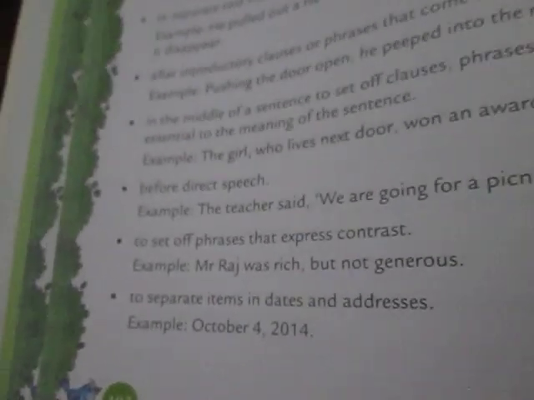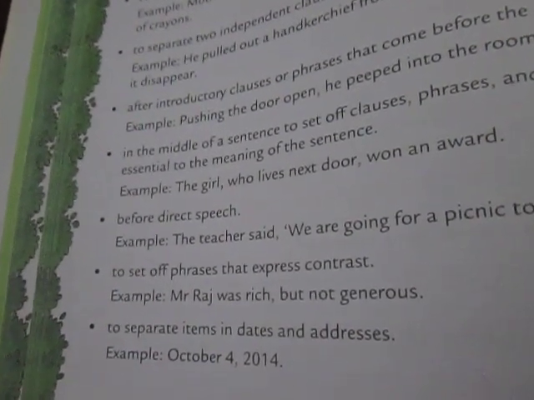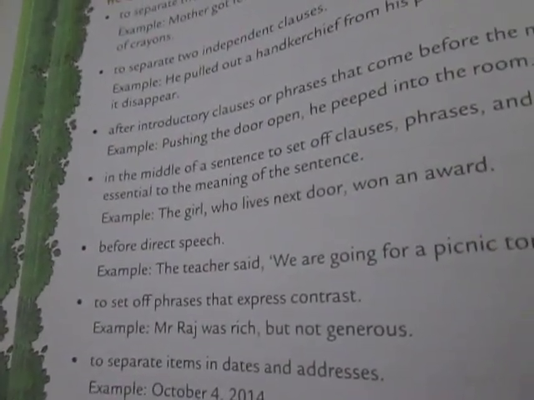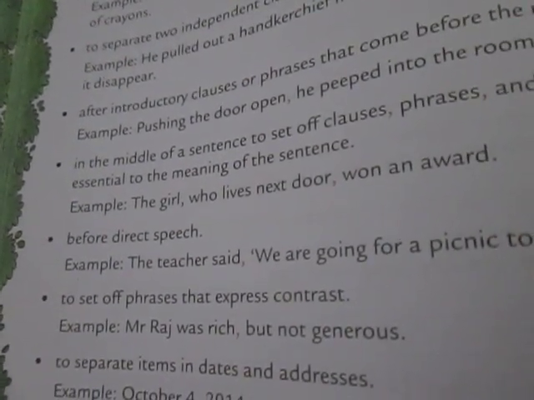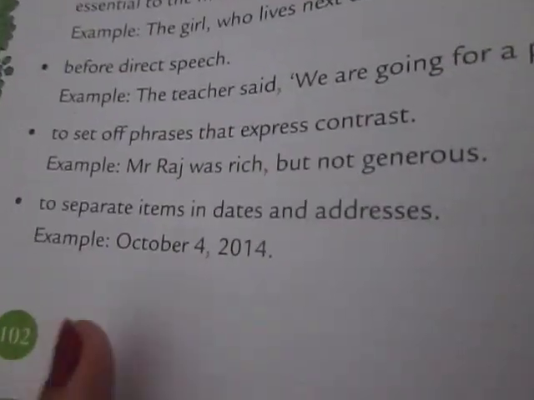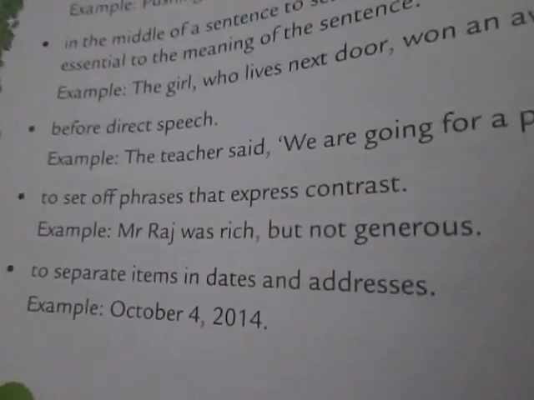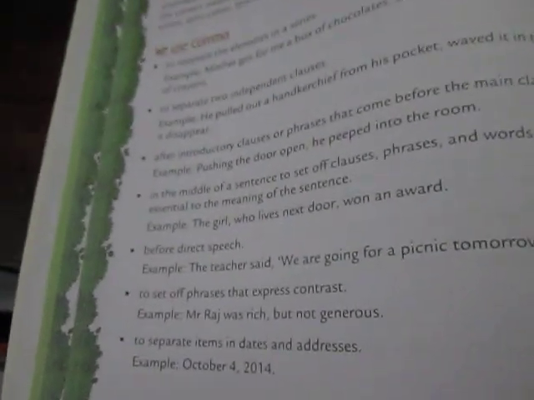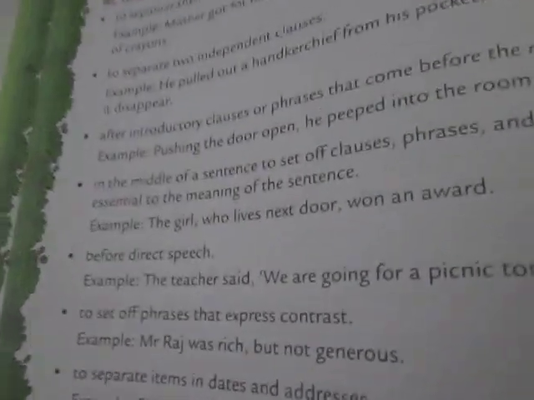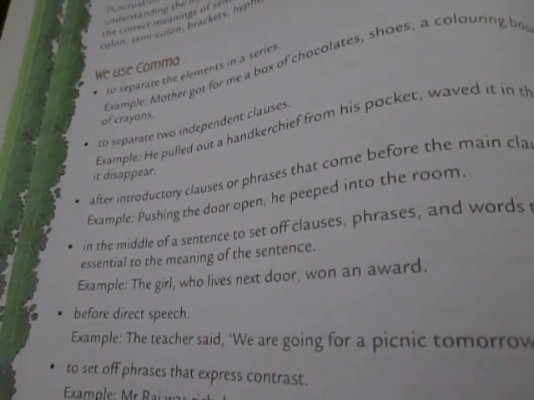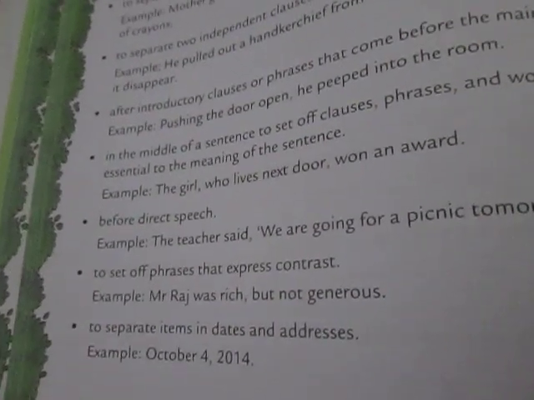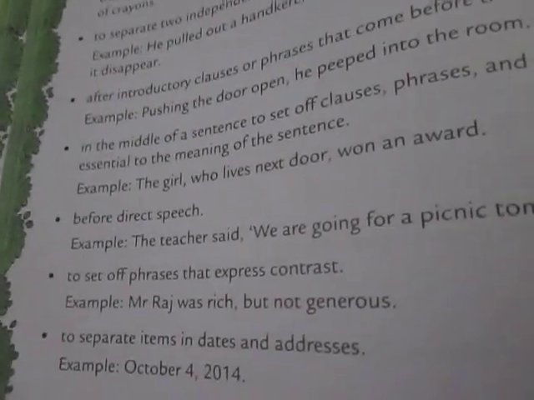Now we use commas to separate items in dates and addresses. Sometimes in addresses, for example, you write the house number, comma, street number, comma, then the main locality. In the same way in a date, October 4, 2014, right? So these all are the uses of commas, right? We use a comma to separate elements in a series, to separate clauses or phrases before direct speech, to express contrast, and to separate items in dates and addresses.